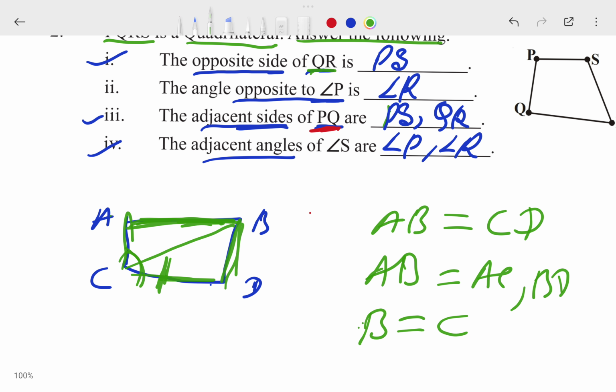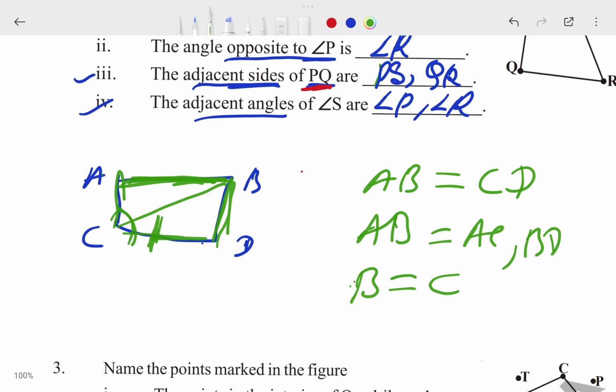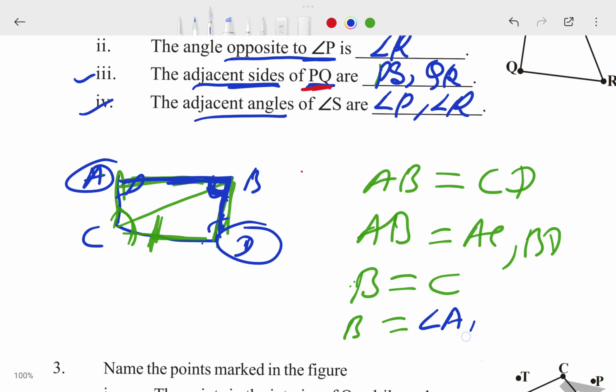Now if I ask you what is the adjacent angle of B, you will say, sir, in this angle B, A is coming and D is coming, this line is coming like that and forms an angle. It means A and D are our adjacent angles. So you will write it like that, angle A and angle D. I hope you will understand by this one also.